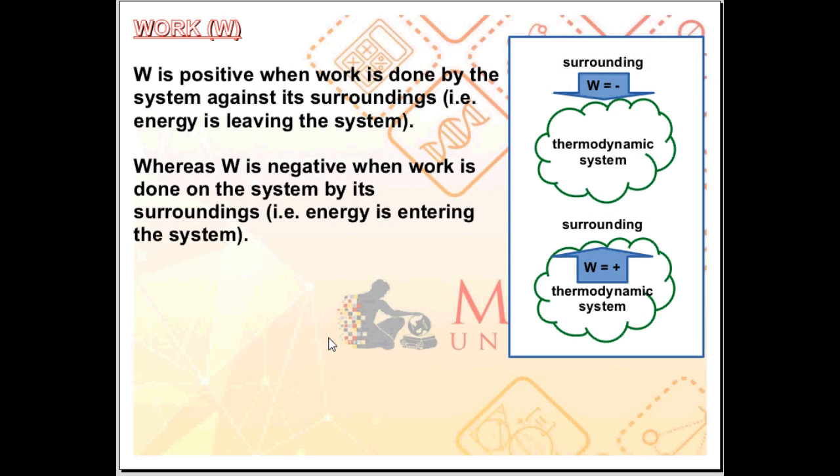On the other hand, work W is positive when work is done by the system on the surrounding. On the other hand, work done by the surrounding on the system, work is considered to be negative. Work is positive when work is done by the system against its surrounding, whereas work is negative when work is done on the system by its surrounding.